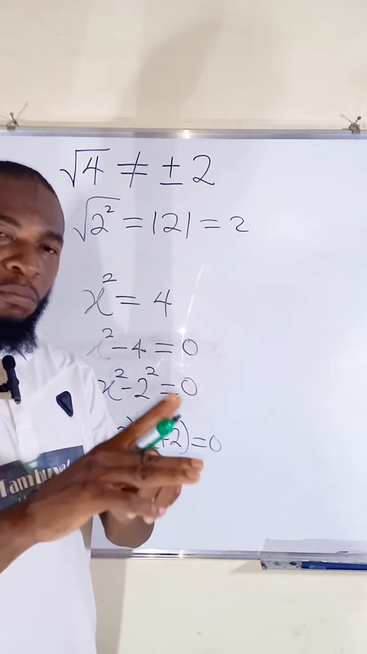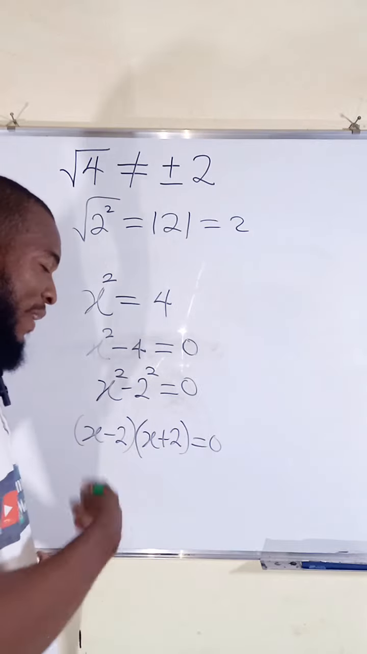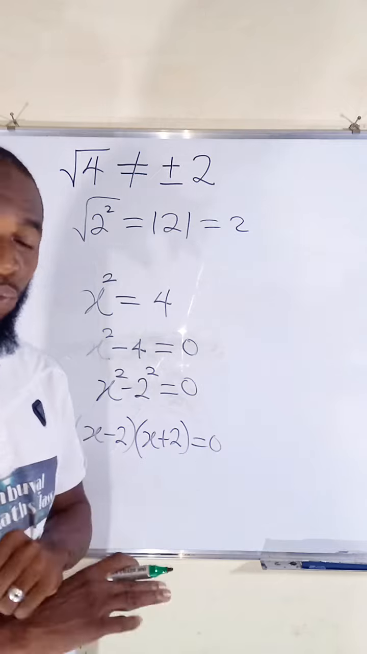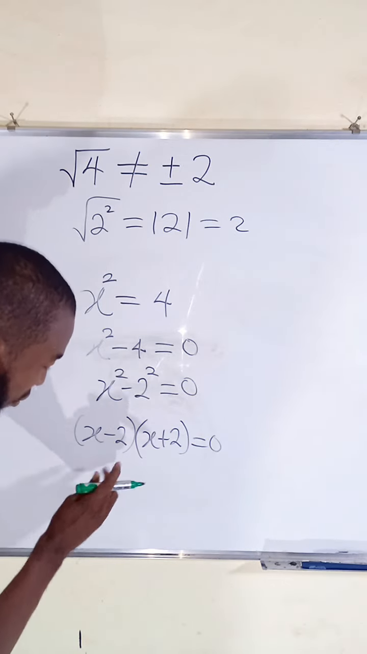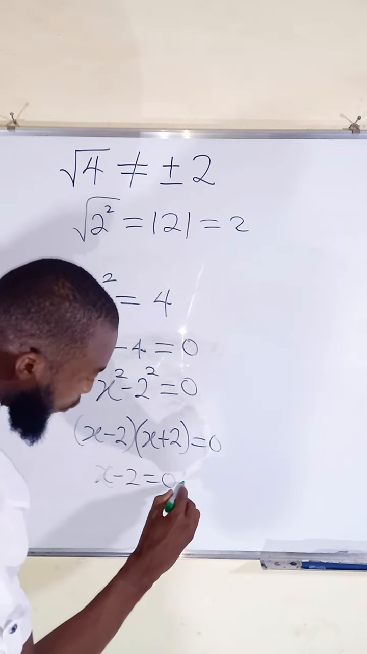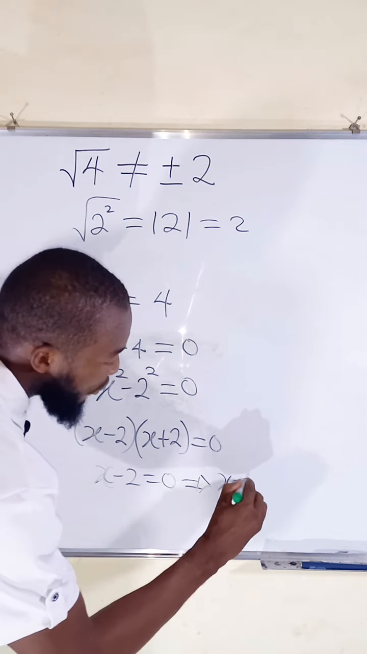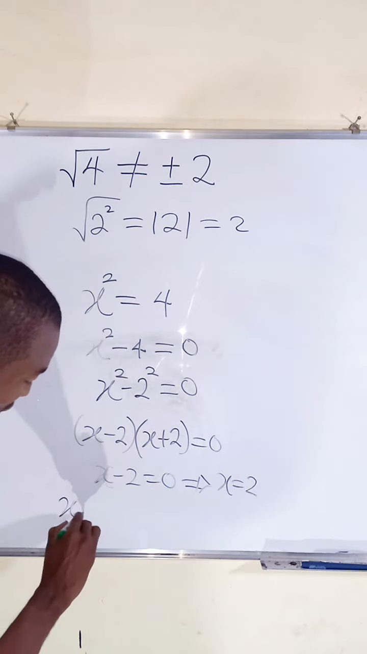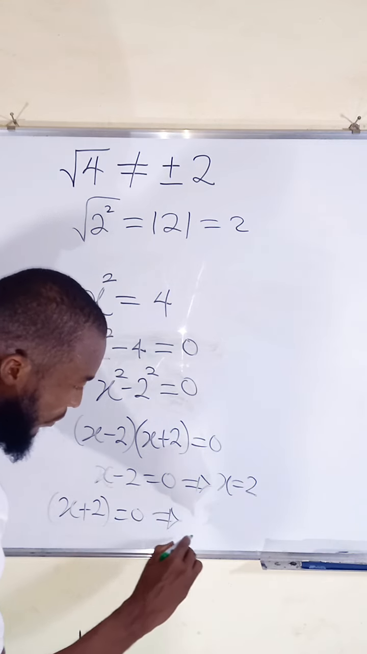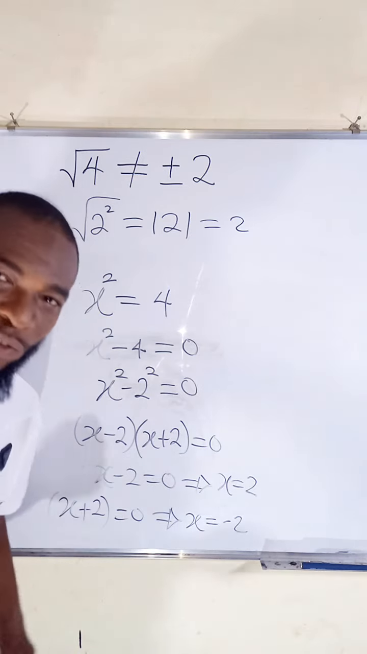So whenever you have two numbers multiplying each other and the result is 0, it implies that either of the numbers is equal to 0. That is the only condition that can make that statement true. So if we assume that this is 0, we set this x minus 2 to be equal to 0, which implies what? x must be equal to 2 here, x equal to 2. And if we set the other one, x plus 2 equal to 0, it implies that x is equal to negative 2. So this is why we have this plus or minus 2.